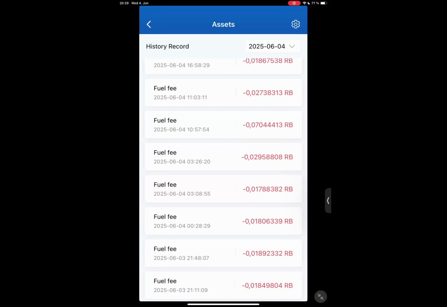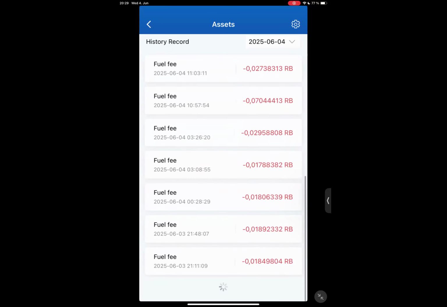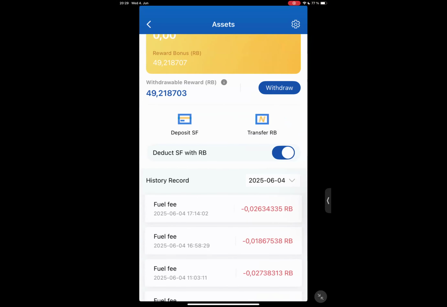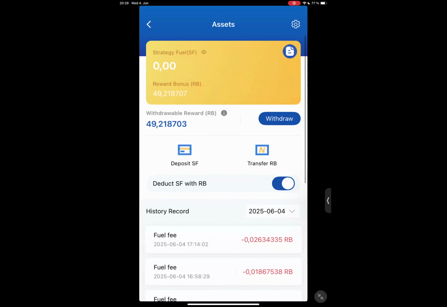Now, what are fuel fees? Royal Q says that whatever successful trade closes for you, you need to pay 20% of the profit as fuel fees. So that is the 20% you are seeing. If I was making $100, $1,000, you see the fuel fee will be huge. Okay, so that is it.